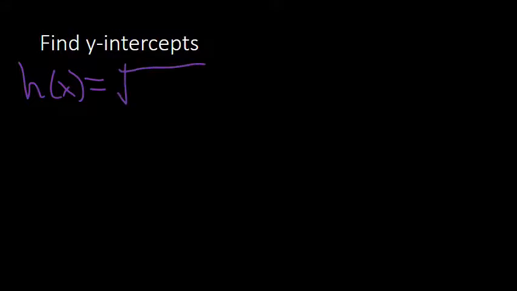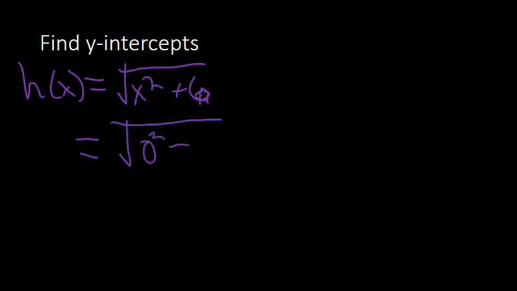Okay, so where h of x is equal to the square root of x squared plus 6. So this one's obviously got a little bit more complexity to it. And we're going to have to solve this, but we're going to do it the same way. We're going to set the value of x to 0. So here we'd have 0 squared plus 6. Well, 0 squared is 0. It's going to leave us with the square root of 6. And so the y-intercept is the square root of 6.